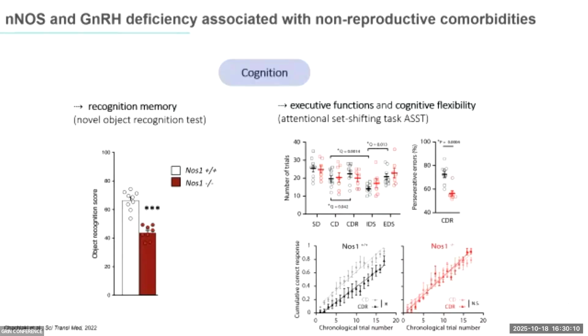And indeed, we performed cognitive tests. We saw a decreased response in a novel object recognition test, pointing to a problematic recognition memory. We also performed a battery of executive function and cognitive flexibility tests called the attentional set shifting task, which made us realize that these mice are not really cognitively defective, but have more of a problem of cognitive flexibility rather than comprehension of the test.